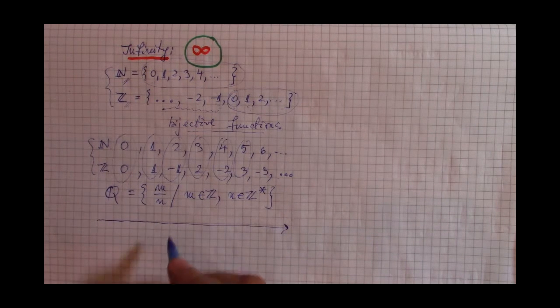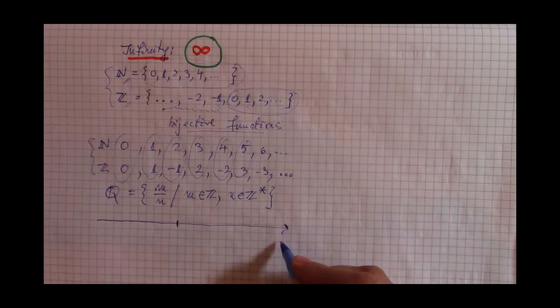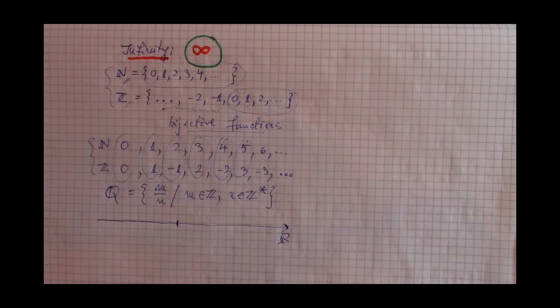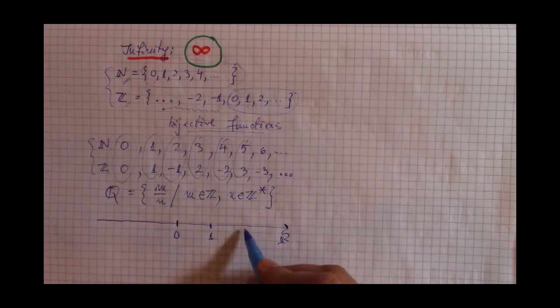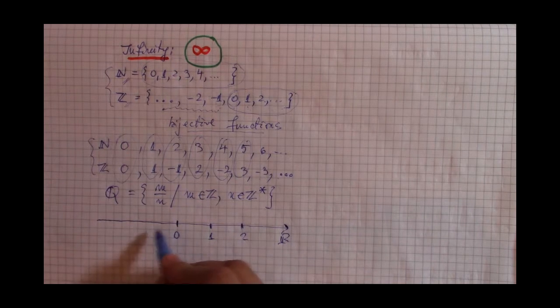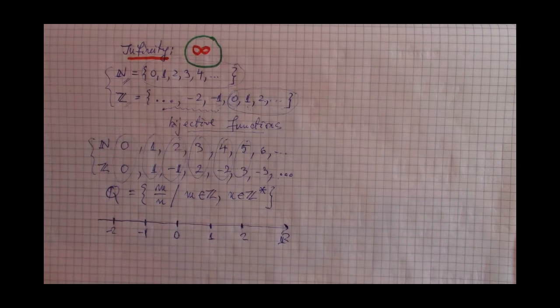Let's say we take the real number line. So this is the real line, and on it we pick at some point 0, at some point 1, 2, or if you want, we go to the left, -1, -2, and so on. We can go all the way to the right and to the left. So now we've got all the integer numbers. Where are the rationals?